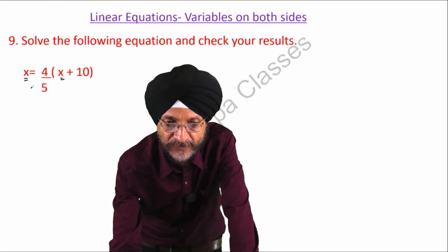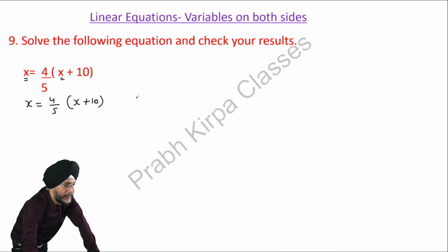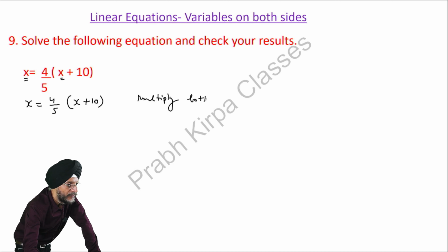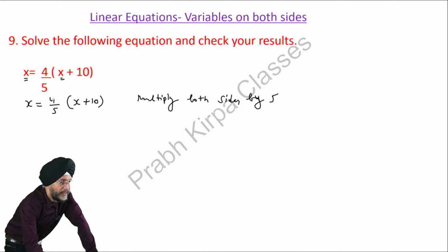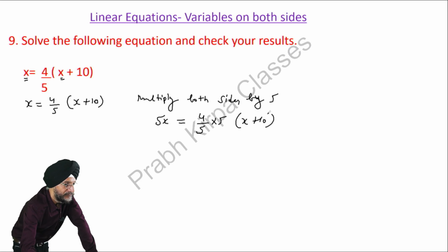So we will first write this as it is, 4/5 into x plus 10. To solve this, the next step is either we may multiply both sides by 5. Why? Because here it is written as 4/5 on one side. So we multiply both sides by 5, then it becomes 5x is equal to 4/5 into 5, x plus 10. That is, it will become 5x is equal to 4x plus 10.